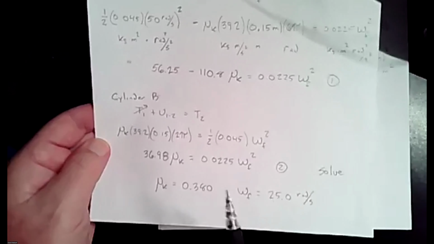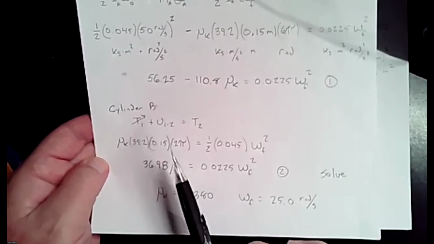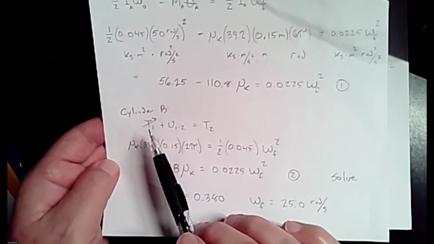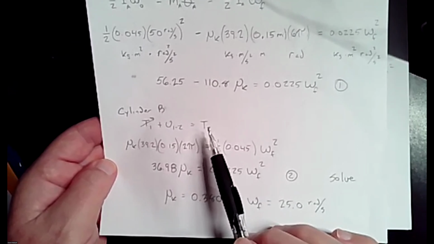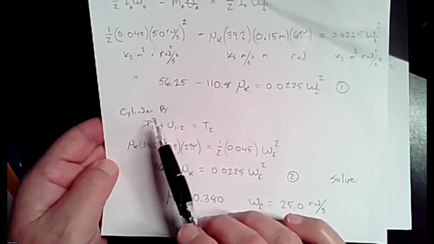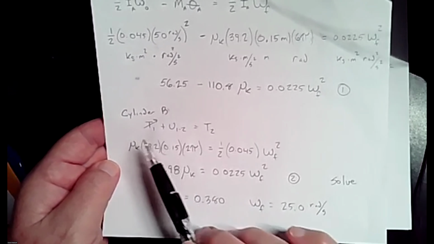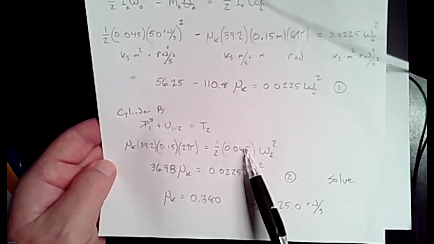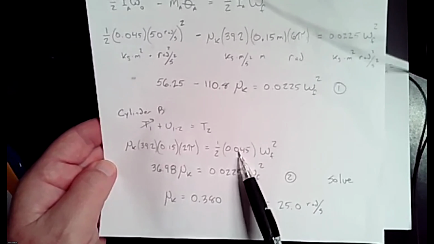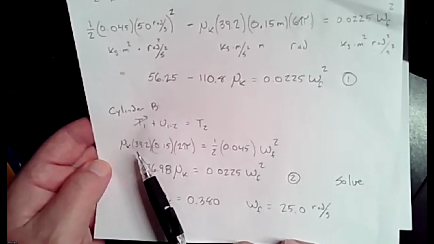With cylinder B, it's the same idea. The only difference is, again, T1 plus U1 to 2 is T2, but cylinder B has no T1. It's not moving, so it's 0. So really all of the energy put in by the friction is going to be what results in the final omega. So in that case, we have the same idea.